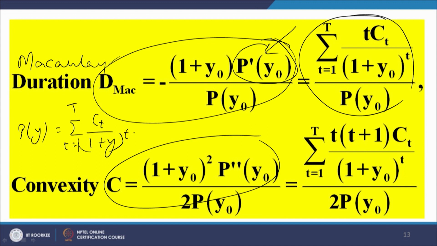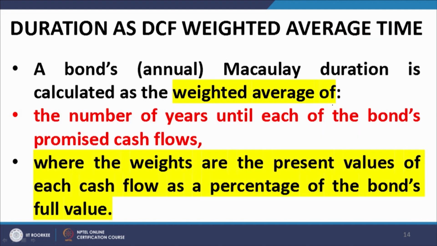And if you take the second derivative of this expression here, this one, and put it in P double dash y 0, you get the expression for the convexity. So, that is how these terms have been arrived at. Duration as discounted cash flow weighted average time. So, this is another equivalent definition of duration.